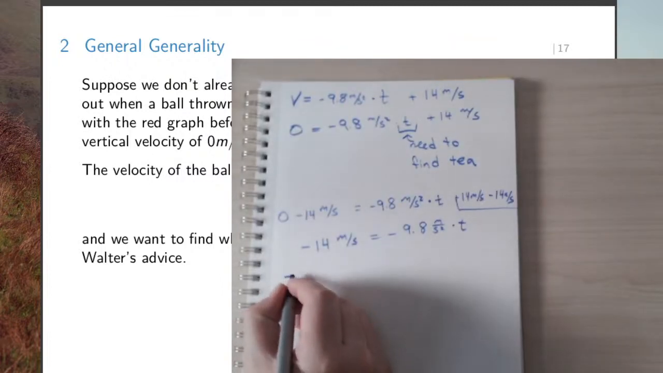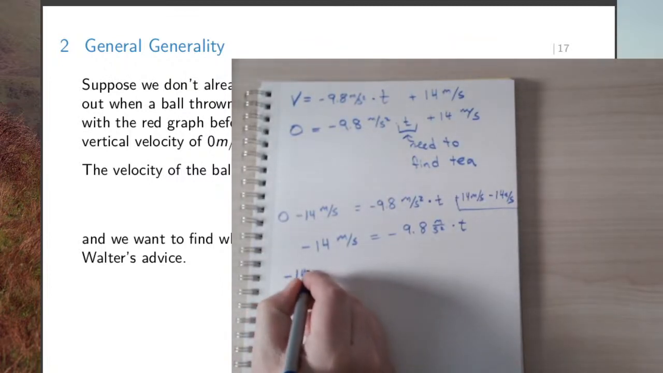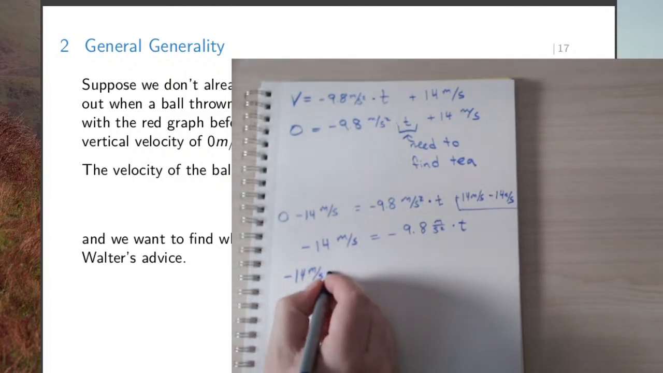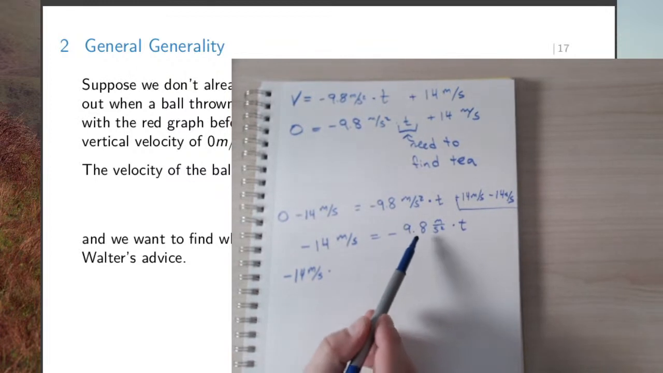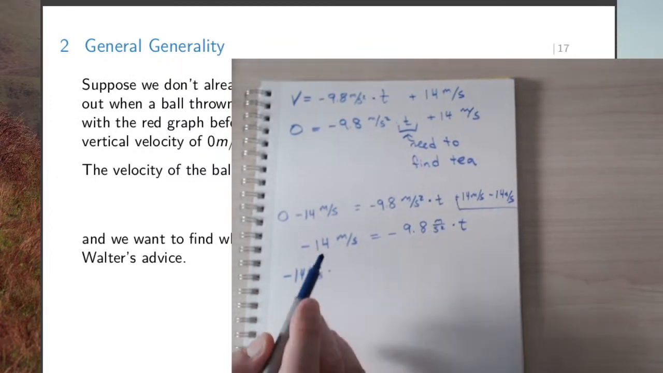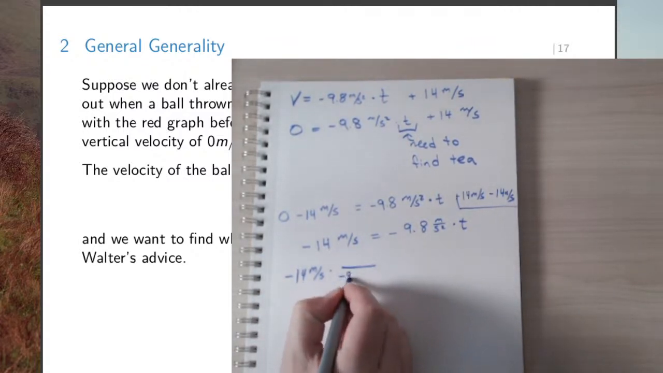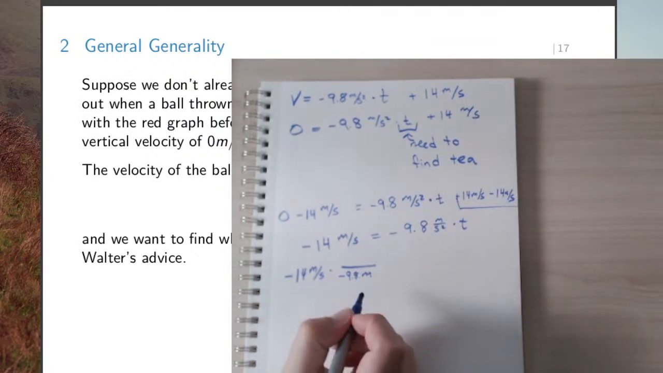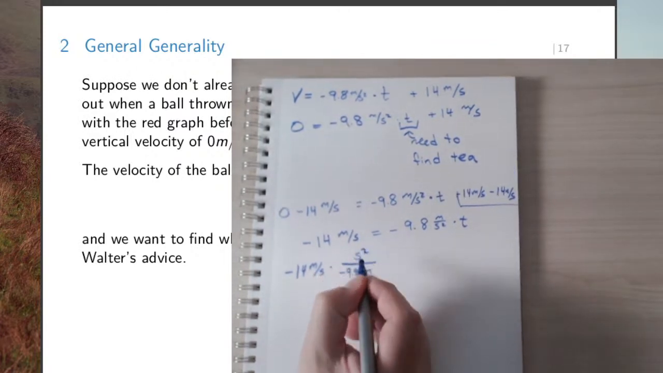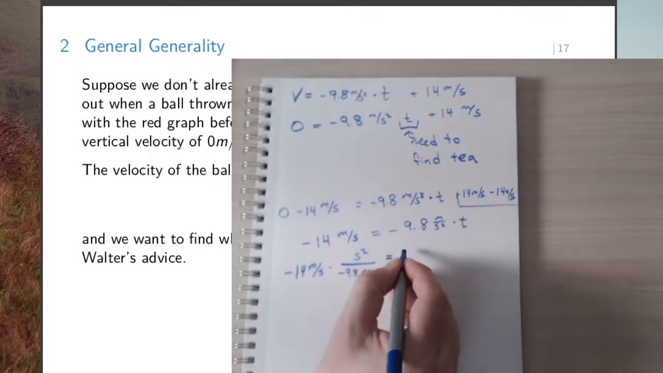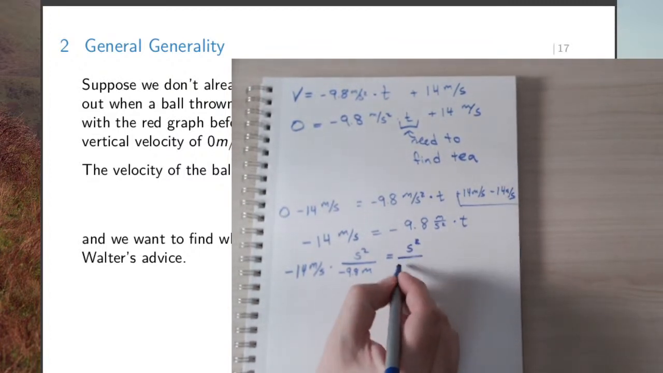So we need to multiply by the exact reciprocal of this. So we've got to flip everything. So I know I'm going to have something over negative 9.8 meters, and the second squared will go up here. And we'll multiply this by the same thing.